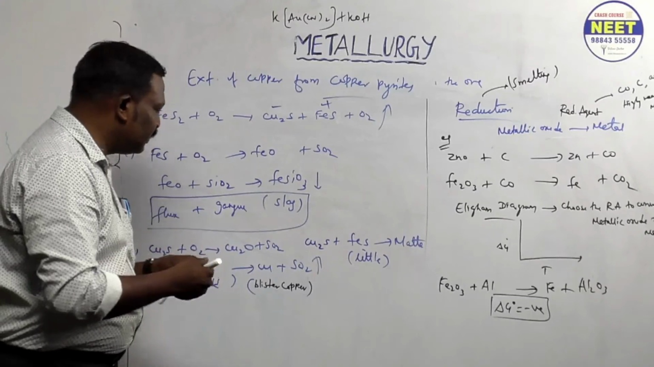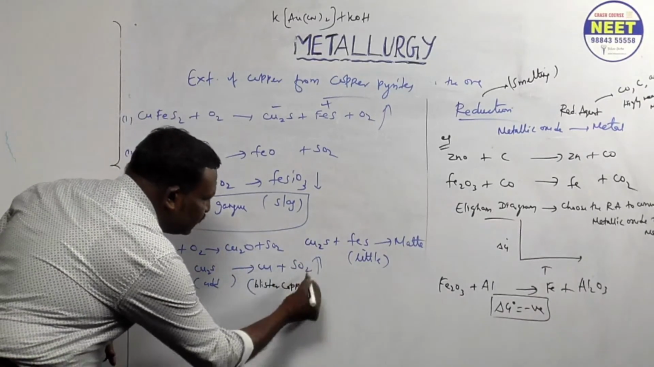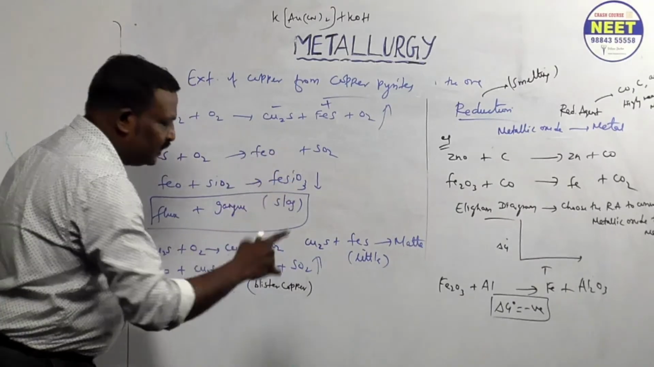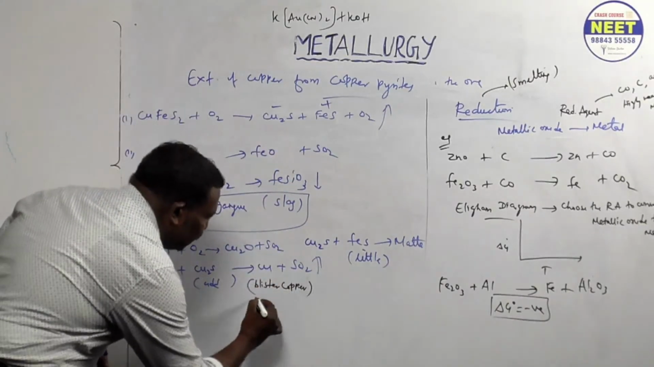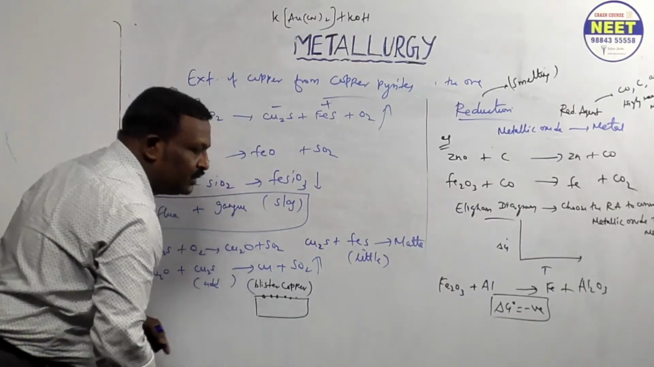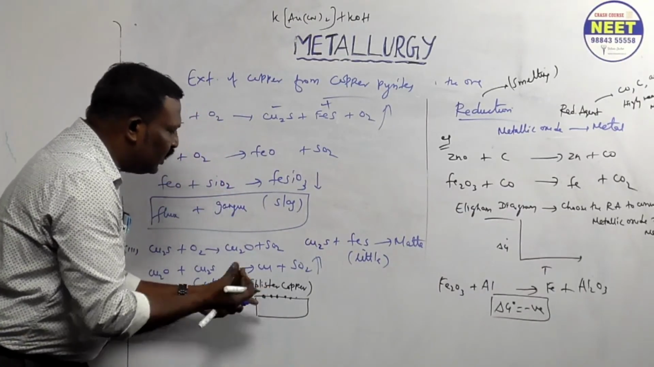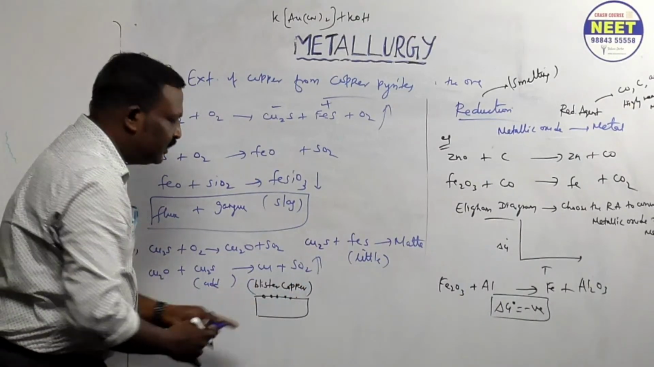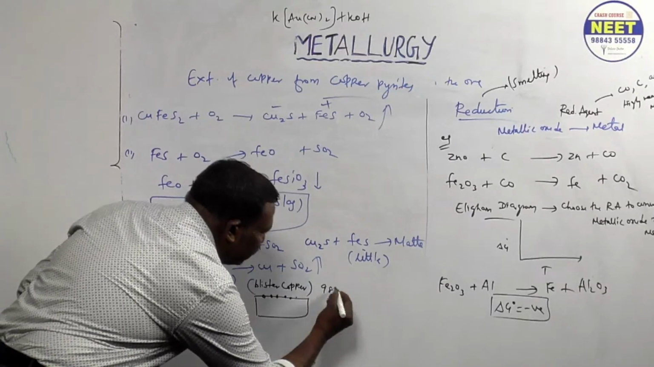Those holes are due to what? Which gas is evolved? SO2 gas is evolved. There it is CO2, here SO2. On the surface of the copper, we have small holes. This appearance on the surface of the copper is called blister copper. That contains 98% copper. Just remember.